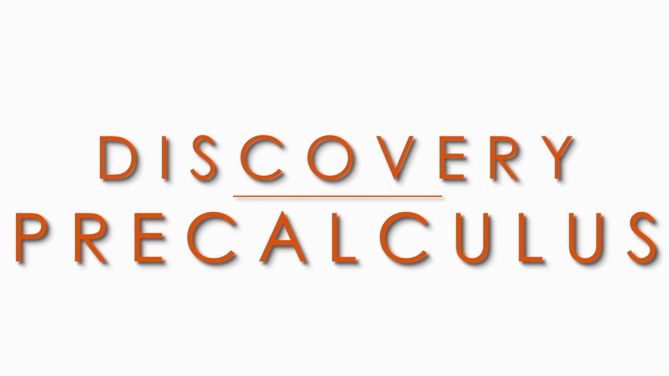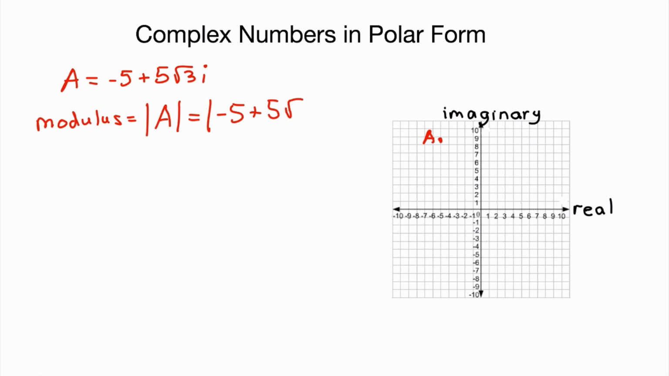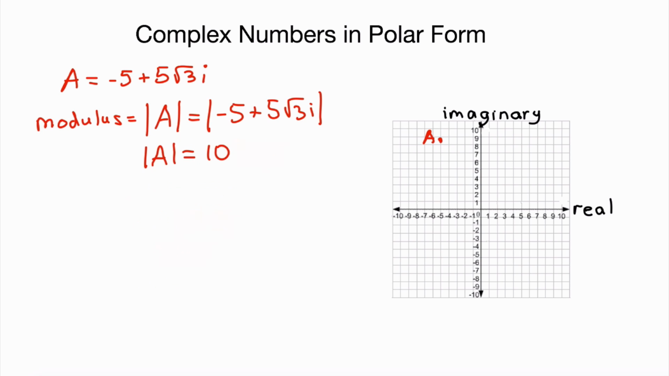In this video, we're going to look at other ways complex numbers can be written. Usually complex numbers are written with a real part and an imaginary part. For this example, -5 is our real part and 5√3 is our imaginary part. A modulus is the absolute value of the number. In order to get the absolute value, we're going to use the Pythagorean theorem. For this problem, we end up with 10 for our modulus.